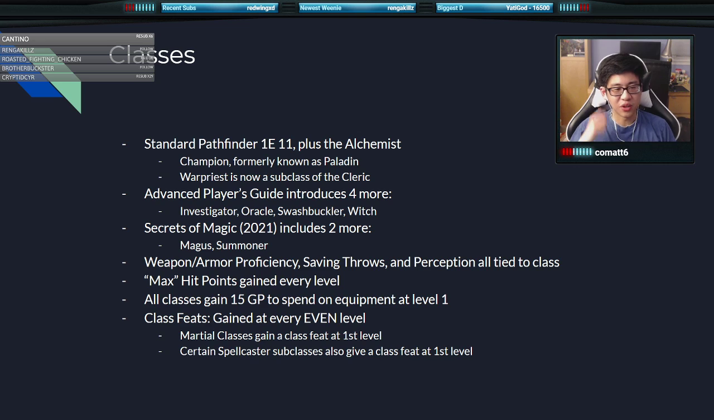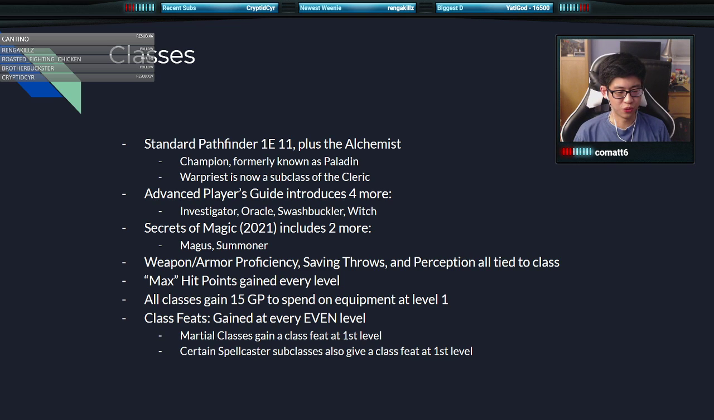Shields. I didn't mention this here, but shields, all characters are trained in the use of shields. In combat, you can take a single action to raise your shield, and it will provide you the shield's bonus to your armor class.